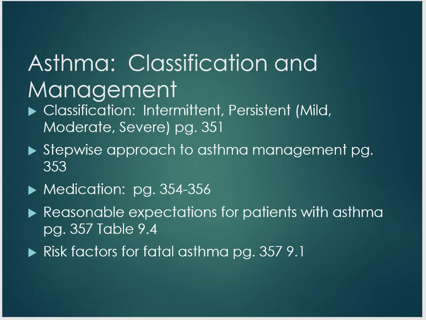And then some expectations for your patient that has asthma you can find on page 357 on table 9.4. And then there's some risk factors for fatal asthma on table 9.1. And this talks about comorbidities, whether they've been in the hospital, illicit drug use, etc. So I encourage you to look at that section as well.